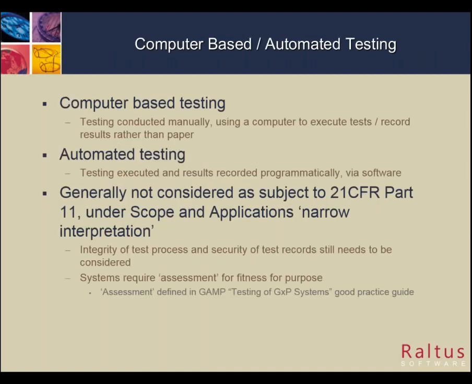So a few definitions before we move on. I've been using the phrase computer-based testing. Really that is testing which is executed manually by people, but rather than using paper to execute the tests and record the results, we're using a computerized tool. So we manage the test case or the test script electronically, we execute and record the results electronically, but it's still driven manually. Automated testing is essentially where, as the name suggests, we automate that process.